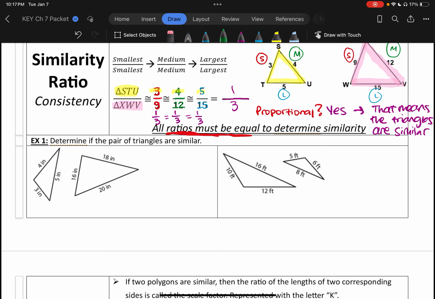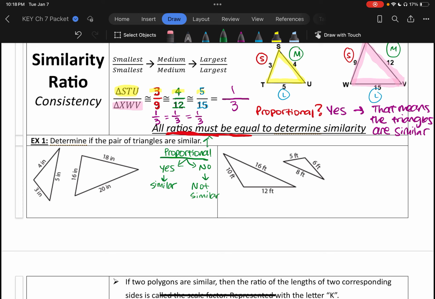So if you look at example 1, it says determine if the pair of triangles are similar, okay? The first thing you're checking for is, are the corresponding sides proportional? If you say yes, then that means it's similar. If you say no, then that means it's not similar. And remember, for things to be proportional, that means that all the ratios must be equal.